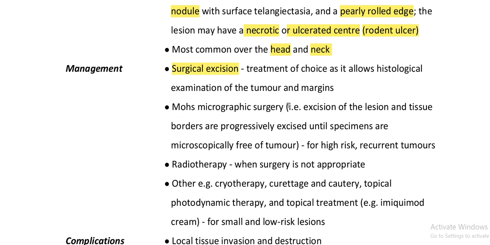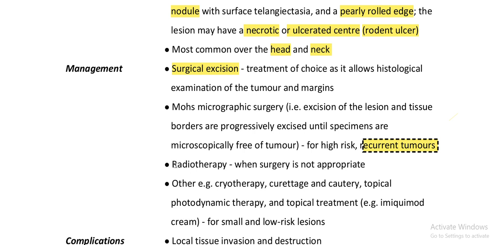Mohs micrographic surgery: excision of the lesion, and tissue borders are progressively excised until specimens are microscopically free of tumor. For high risk and recurrent tumors, this surgery is recommended, for high risk people or someone who is getting frequent tumors, recurrent tumors. We will suggest this.